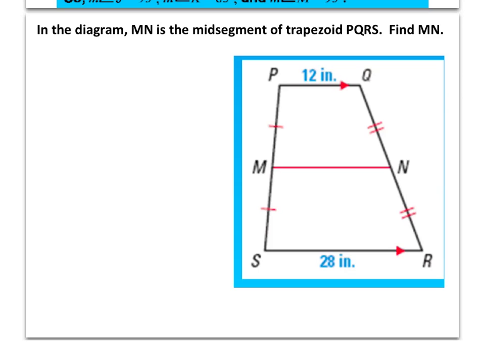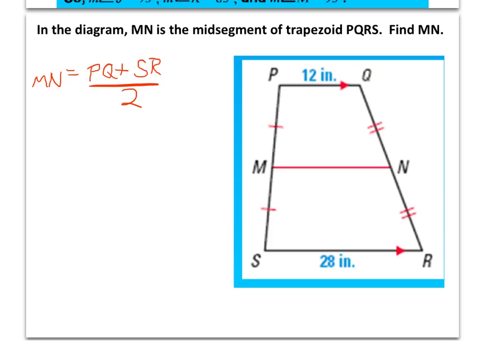Alright, problem applying the mid-segment of a trapezoid. So we are asked to find MN. And we're given some values for PQ and SR. So what I'm going to do is actually use the formula in this case. MN is equal to the sum of the base sides of the trapezoid divided by 2. So I can add up PQ and SR divided by 2. That should be my mid-segment MN.